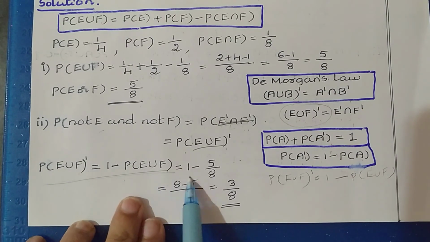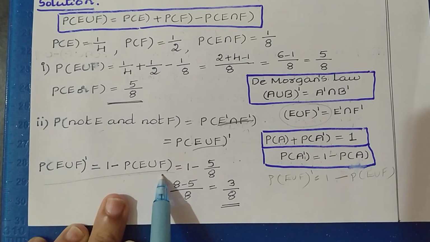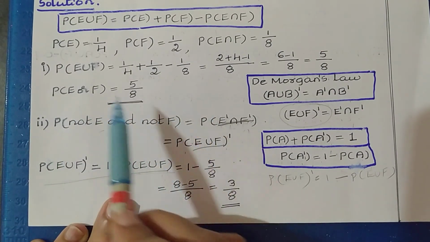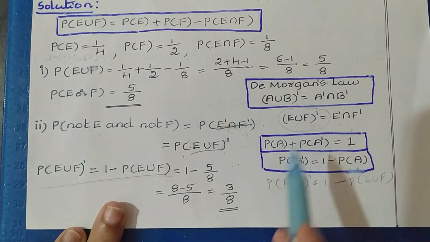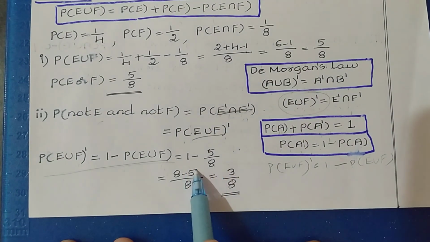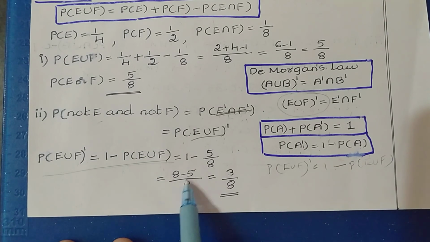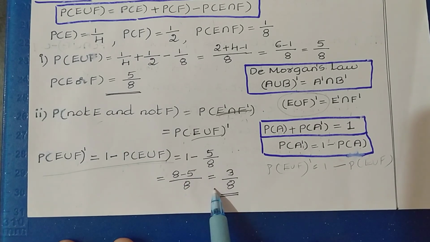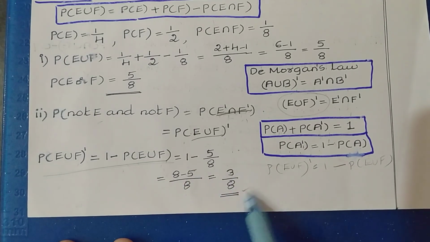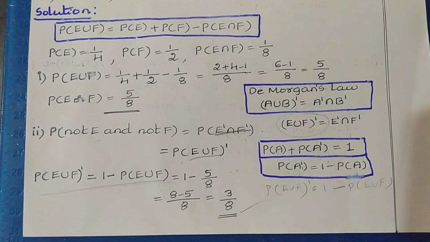So based on that, we know the probability of E union F, which we have calculated now. So you have to put here 1 minus 5 by 8, means 8 minus 5 divided by 8 is equal to 3 by 8. So this is the final answer. This is about exercise 16.3, question number 12 to 15 solution.